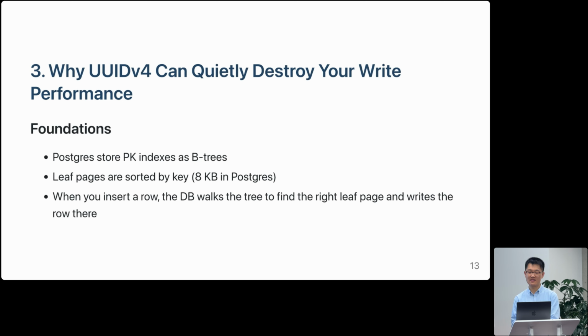In Postgres and other databases, primary key indexes are stored as B-trees. It's a data structure that allows you to retrieve or find records quickly. The way it works in Postgres is that you have these leaf pages that are sorted by key, and they are 8 kilobytes. So when you insert a row into the database, you have to walk the tree to find where to insert that key.